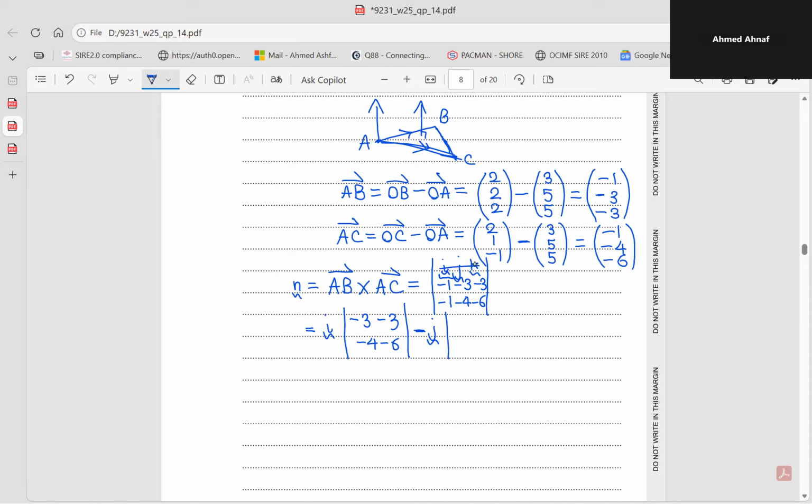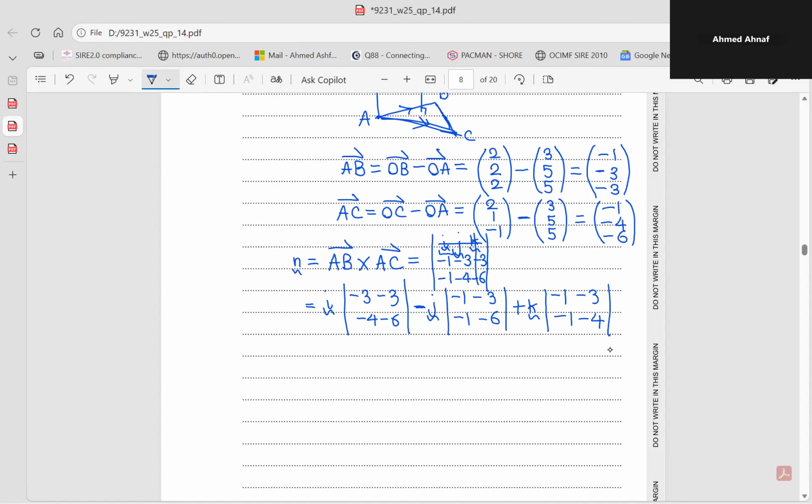Okay, so you cover your J from both the row and column, and then you take -1, -3, -1, -6. Wait, let me just try to erase it without screwing things up. So that's two, two. Okay, good. And plus K, you do the same. You cover the row and column from K, and you take the determinant -1, -3, -1, -4.